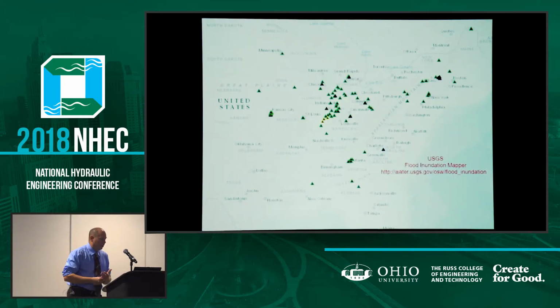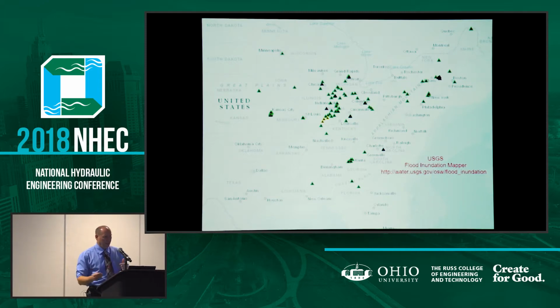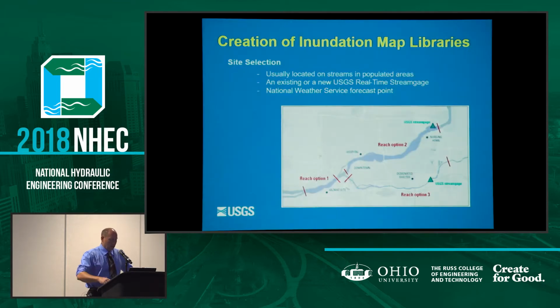So flood inundation, these are the sites here. In Ohio, we have Findlay, and we have Newark, Ohio. But Indianapolis was actually the first flood inundation model around, but we also did Blue River, Kansas City as well. So how are these libraries created?